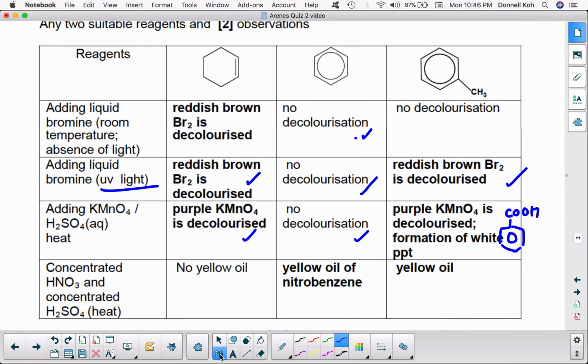Let's look at the last possibility. Concentrated nitric acid, concentrated sulfuric acid, heat. There's no reaction with the alkene. So this will cause electrophilic substitution to take place for benzene. So there's a yellow oil of nitrobenzene. So this is your product. Alright. Same goes for methylbenzene. You probably could get a product like this, since CH3 is 2,4 directing, right? So you still get a yellow oil. So the nitro compound is actually the yellow oil.